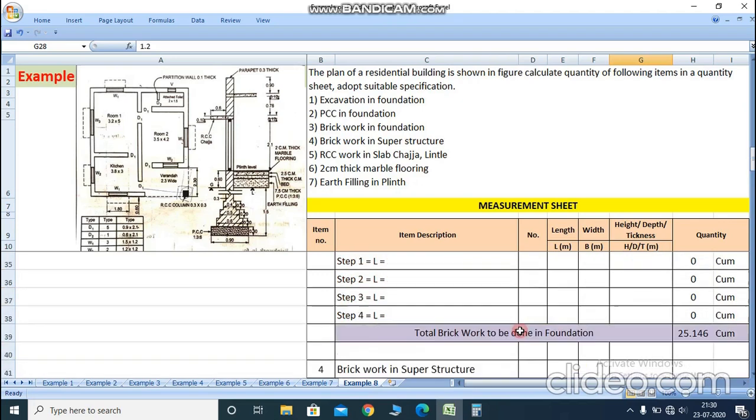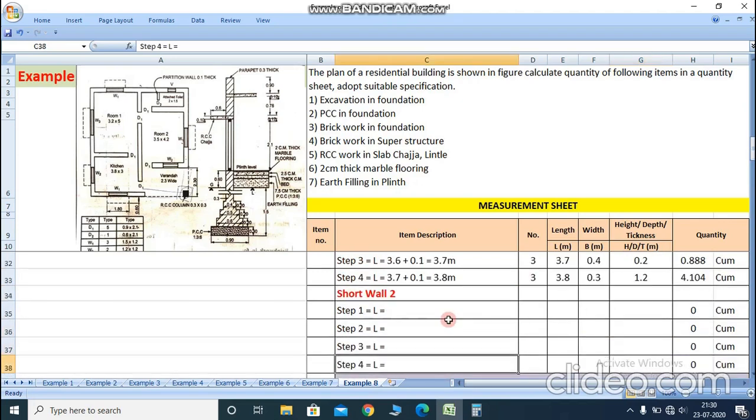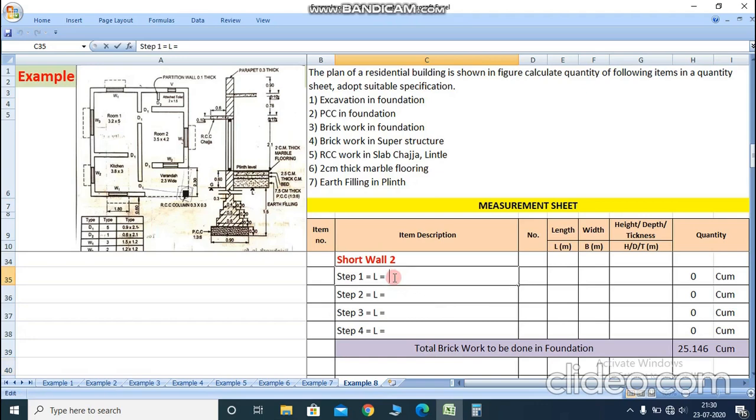Then after we calculated short wall 2. Now in short wall 2, here there are 4 steps: 1, 2, 3 and 4. The first short wall is only up to plinth level, but we calculated up to plinth level brickwork, so we included it in short wall 1, short wall 2. So here the number is 4 for all the steps. Then after, the length of short wall 2 is 3.5, it's a total length, sorry.